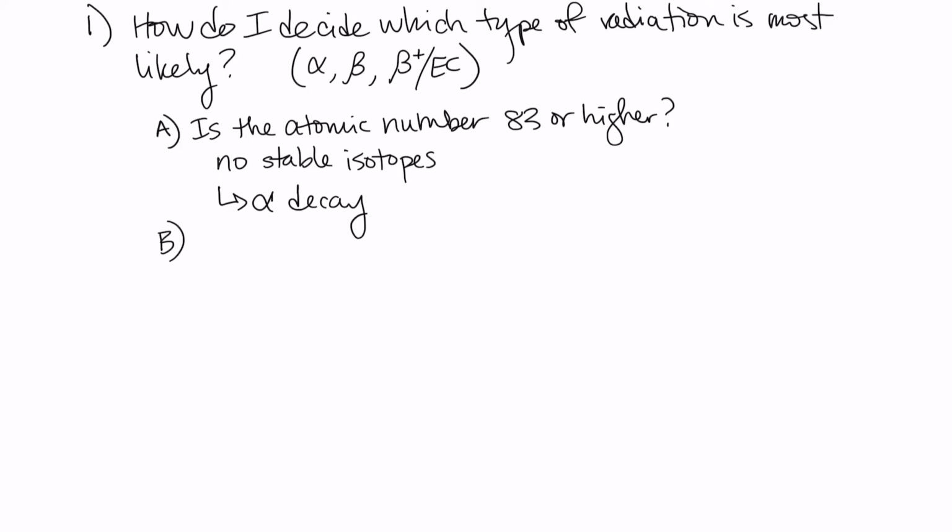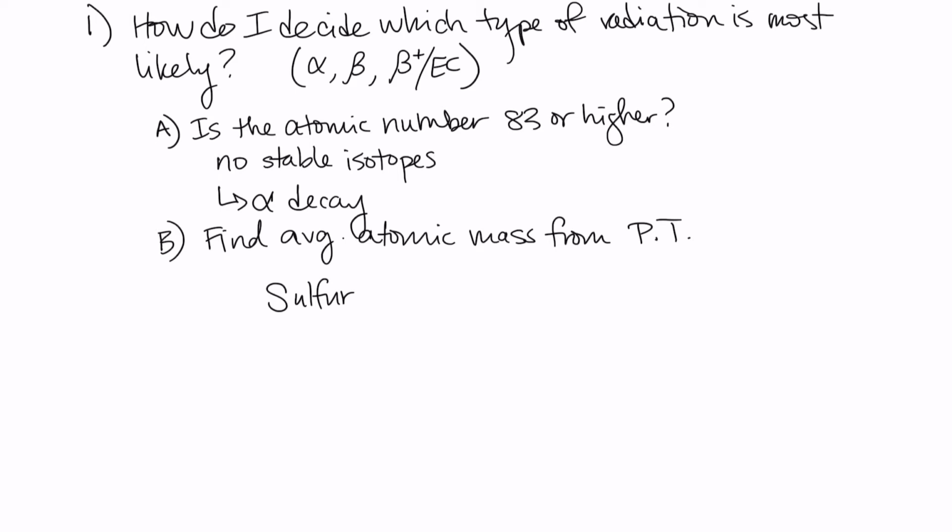Second question we're going to ask ourselves, if that's not true, our atomic number is less than 83, we're going to look at the periodic table and we're going to find the average atomic mass from the periodic table. As an example, we can look at sulfur. For sulfur, it has an atomic number of 16. That's our protons. And our mass is going to be 32.065. So that's just from the periodic table.